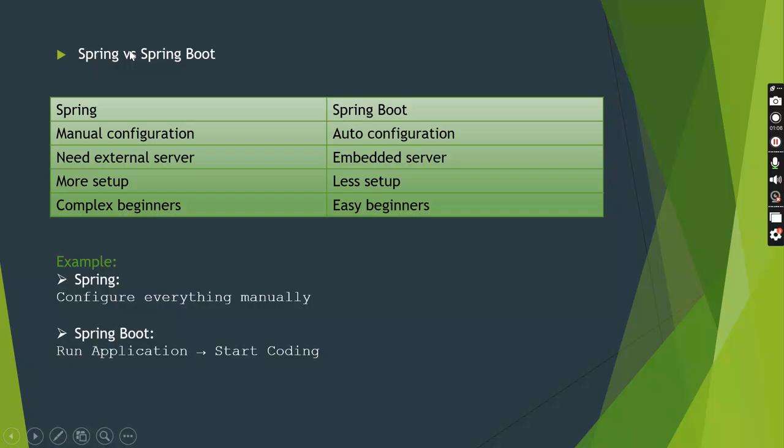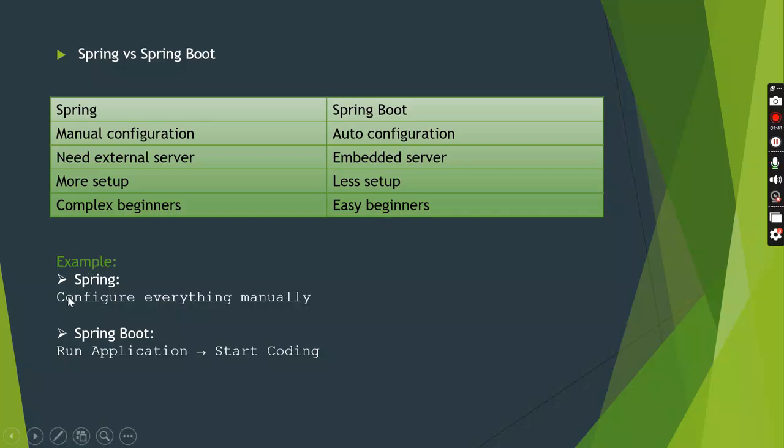Let's see Spring versus Spring Boot. In Spring, it provides manual configuration, but in Spring Boot, we get auto configuration. In Spring, you need an external server, but in Spring Boot, we get an embedded server. In Spring, there is more setup, but in Spring Boot, there is less setup. In Spring, it's complex for beginners, but Spring Boot is easy for beginners.